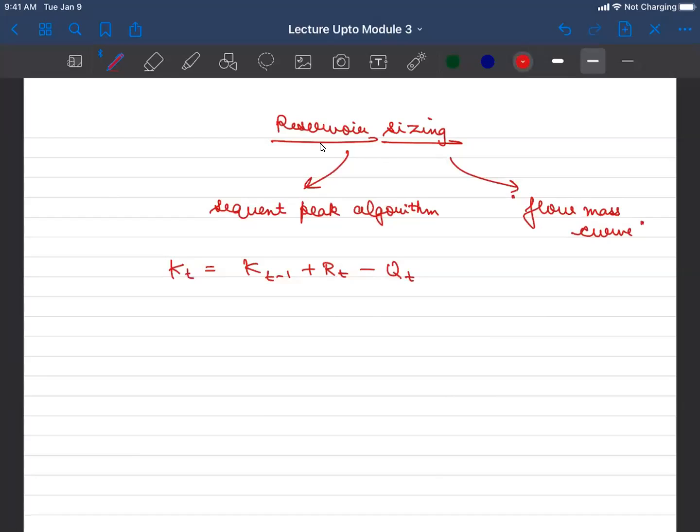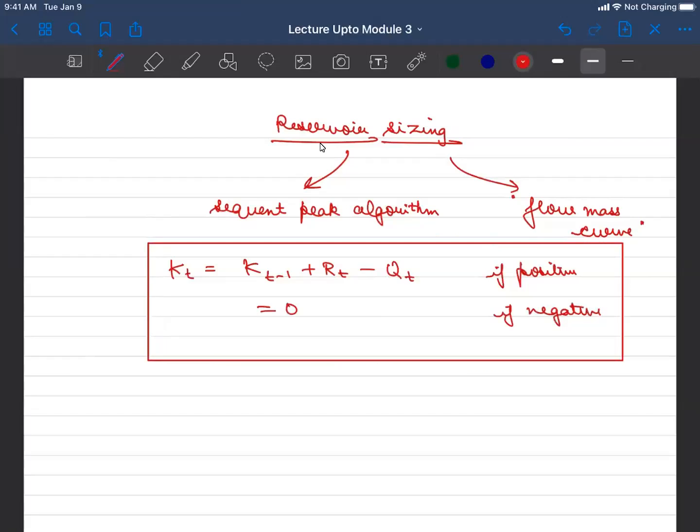And we would say that if this is positive, this would hold true. And if this entire term is negative, then you really don't need a reservoir, right? So this becomes the compact form of the sequent peak algorithm. That is, what is the maximum capacity, and in the other case, we are not going to have any deficit, so it should be 0. Deficit cannot be negative.